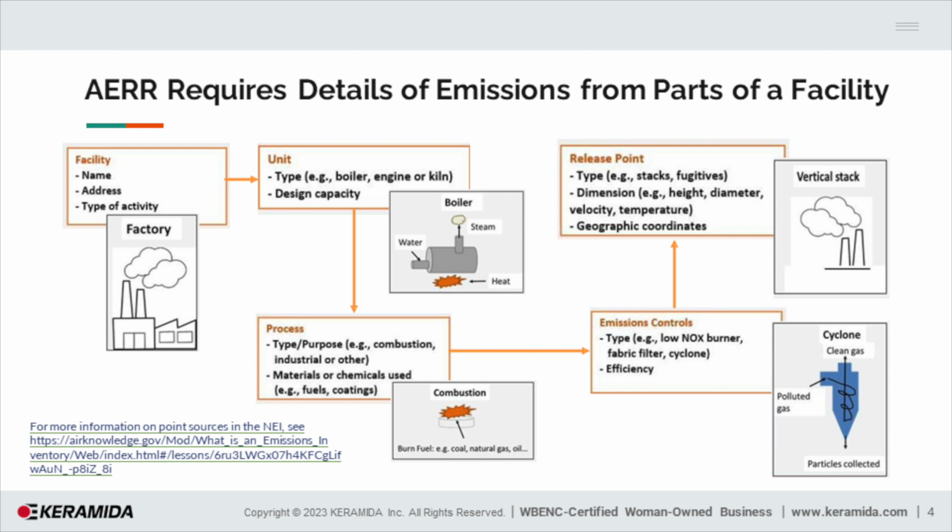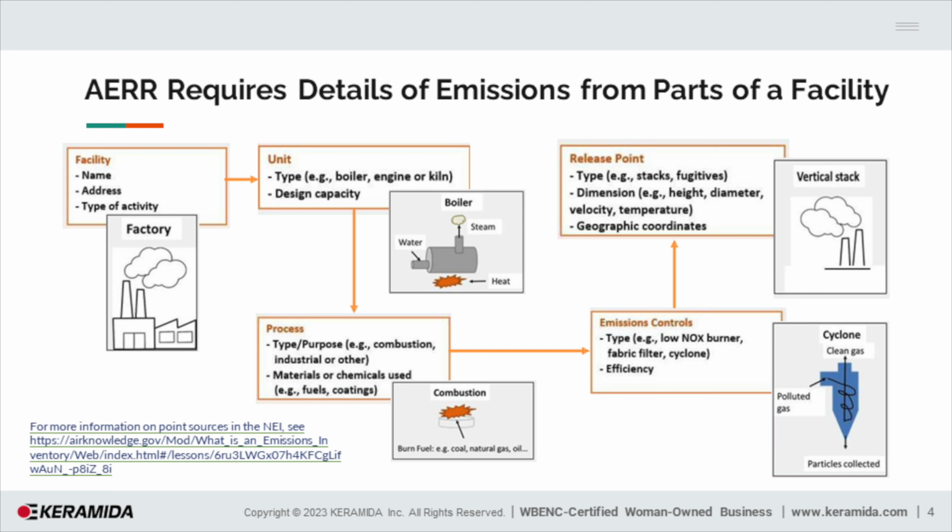So what the AERR requires is for the states to provide information to EPA on the different facilities and factories that they have within their state. So it's going to require facility information, so the name of the facility, the address, the location, the type of industry, the SIC code, your NAICS codes, that type of information. And then it gets more detailed.